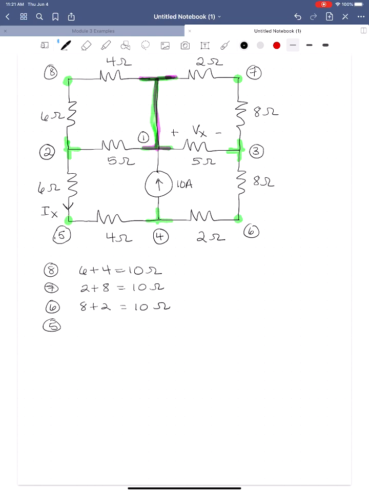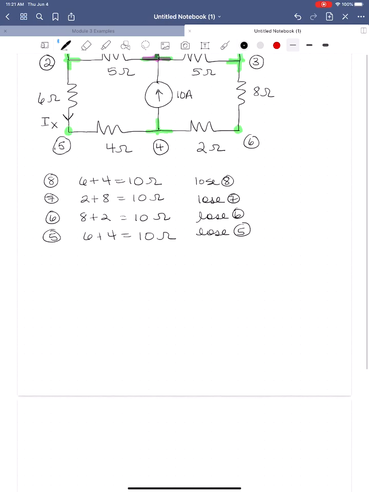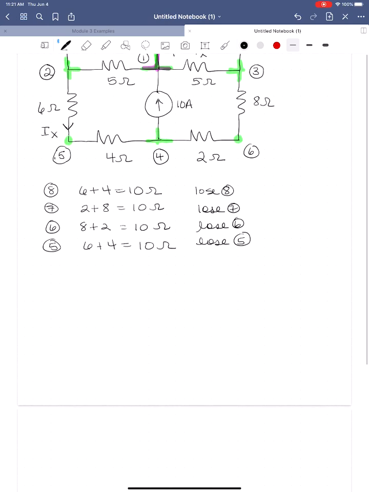At node 5, we have 6 plus 4 is equal to 10. Okay, now remember that we're going to lose node 8 when we make the simplification. We're going to lose node 7. We're going to lose node 6. And we are going to lose node 5 when we make the simplification. Okay, so let's start with what we're not changing.